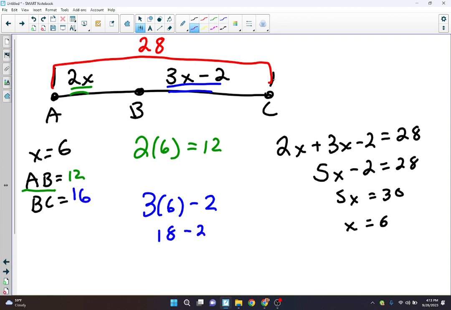Now, if you ever need to check your work: 12 plus 16, what does that equal? 30. No, 28. So the answer should add back up to the original total. If your answers don't add up to the original situation, you know you made a mistake somewhere, whether it's the setup or the math. So it should add up to the original question. Yeah, you plug it back in.